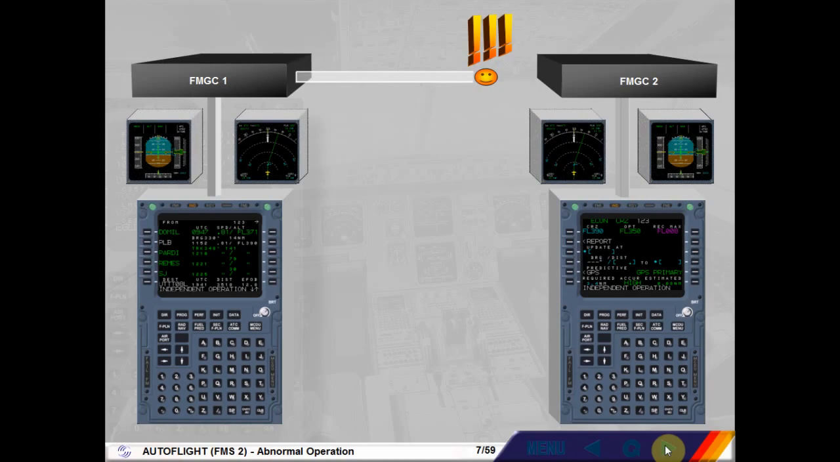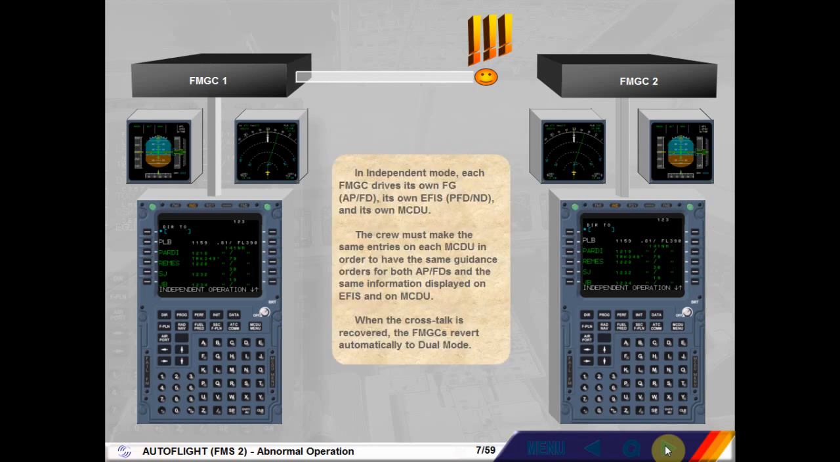In independent mode, each FMGC drives its own FG, autopilot flight director, its own EFIS, PFD, ND, and its own MCDU. The crew must make the same entries on each MCDU in order to have the same guidance orders for both autopilot FDs and the same information displayed on EFIS and on MCDU. When the crosstalk is recovered, the FMGCs revert automatically to dual mode.